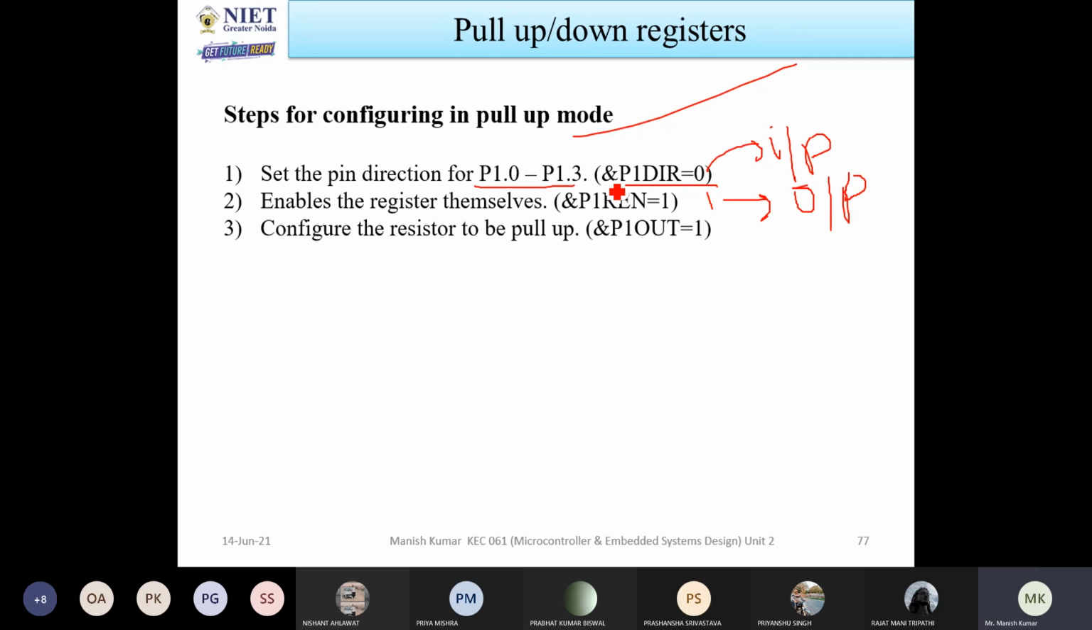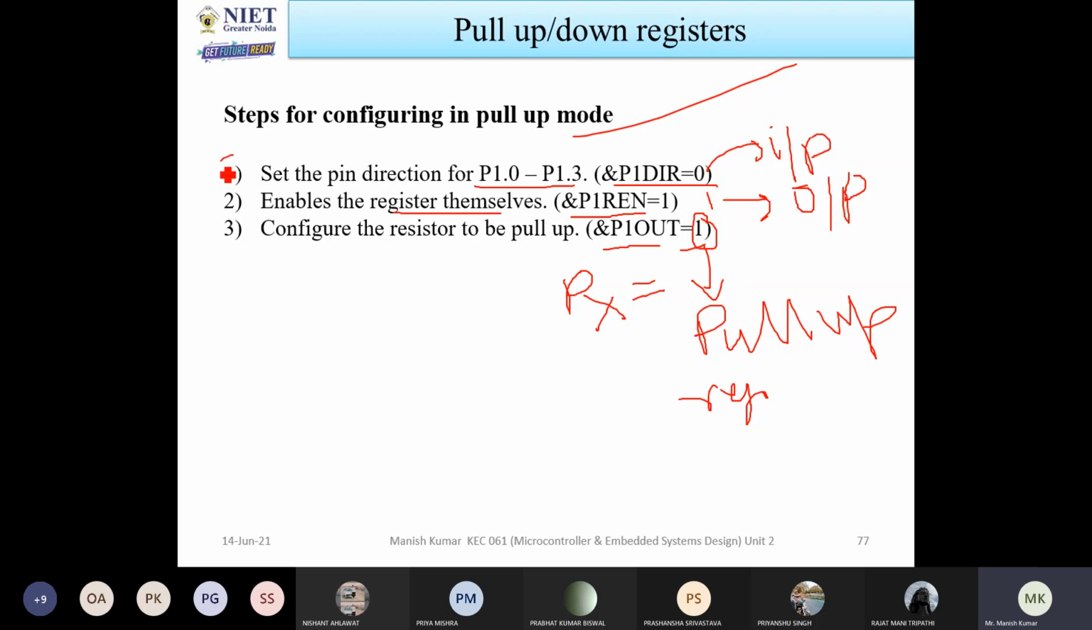The second thing is you have to enable the registers. For enabling the registers themselves, you can use P1REN equal to 1. Okay. So now after enabling the registers, you can configure the PxOUT pin. Either you can pull up or pull down. So here P1OUT equal to 1, I have put it 1. It means that this will work as a pull up register. So with the help of 3 steps, you can define any port as a pull up register.